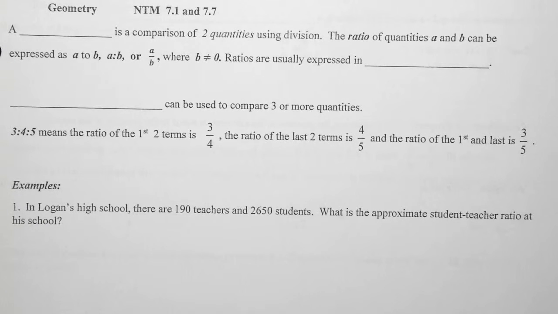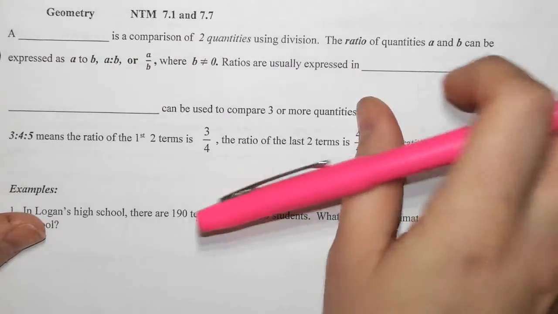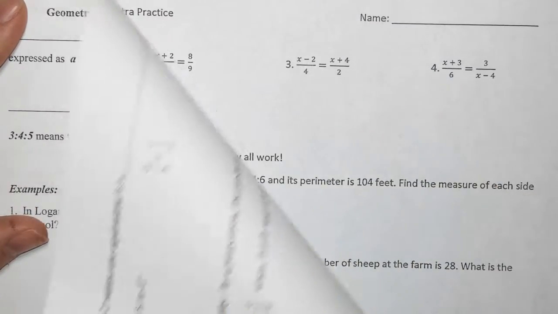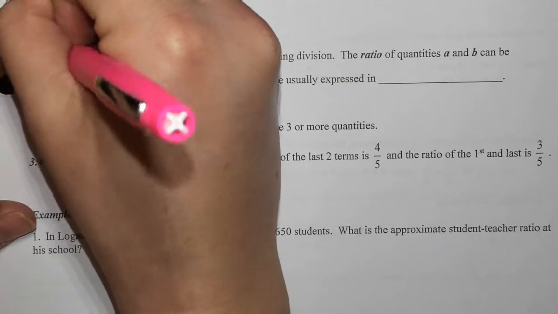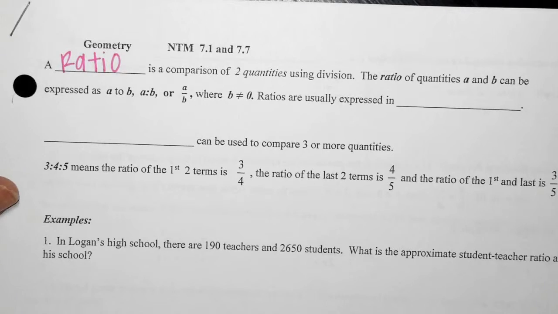Right, so we are actually combining lesson 7.1 and 7.7. So it's not going to be bad. I know there's a lot of words, but it's not going to be that bad, I promise. Okay, so we're going to do a lot of ratios. So fill in your first blank.